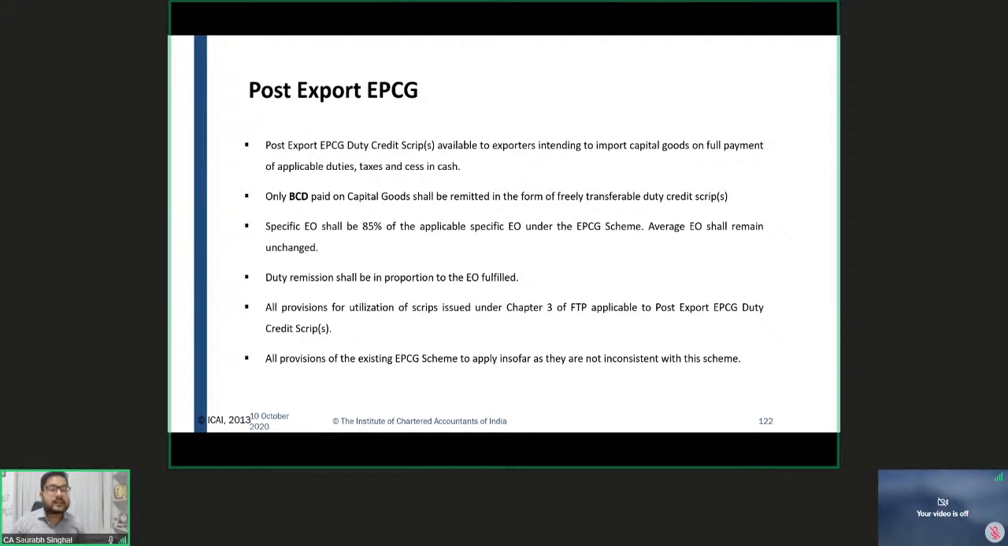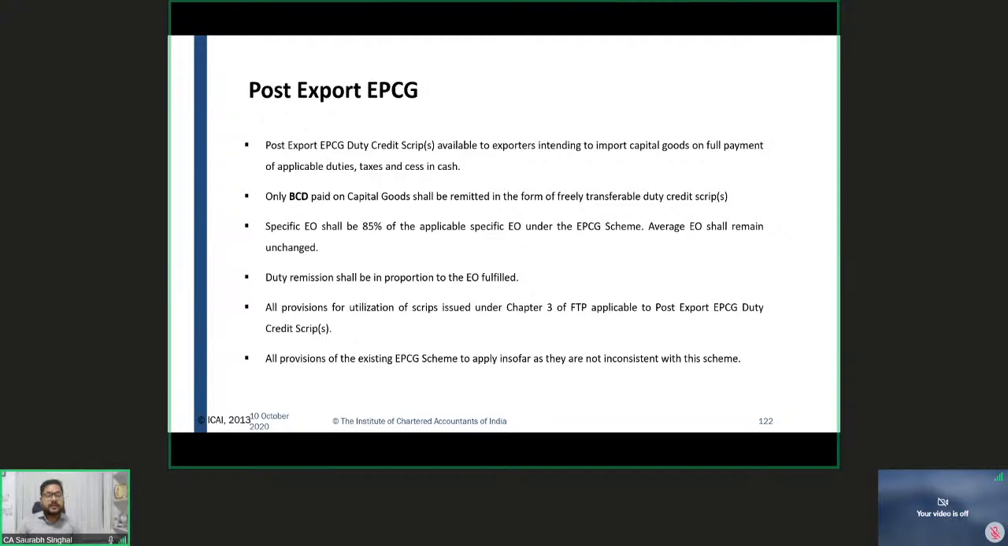And you have to necessarily achieve a specific EO of 50% of the export obligation within the first 4 years. And in all these 6 years, you have to maintain an average obligation, which is the average export of the same or similar products in the preceding financial year.